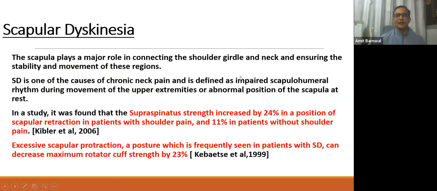This study, done by Kibler in 2006, shows that when the patient is in a retracted scapular position, there is increased activity or strength of the supraspinatus, which may be increased by 24% in the position of scapular retraction. Another study, also done by Kibler in 1999, showed that when the scapula was excessively protracted, the strength of the rotator cuff muscle was reduced by up to 23%.